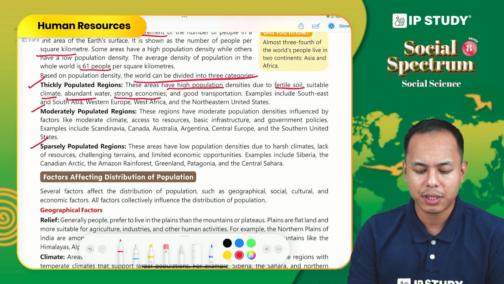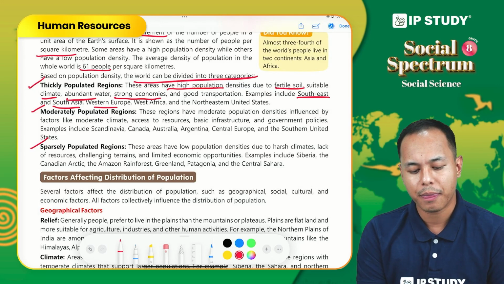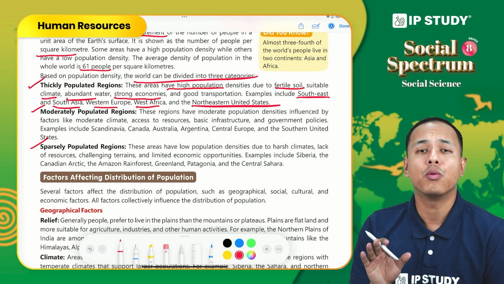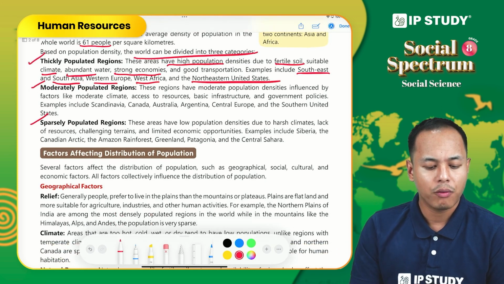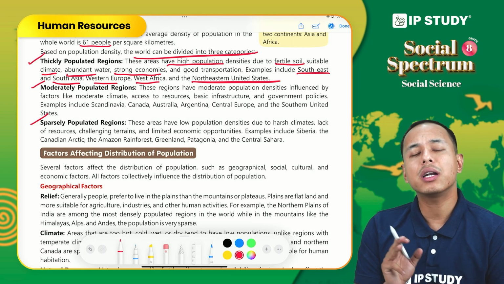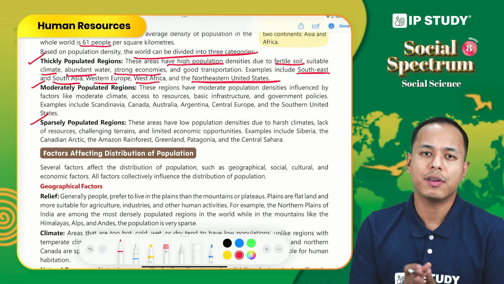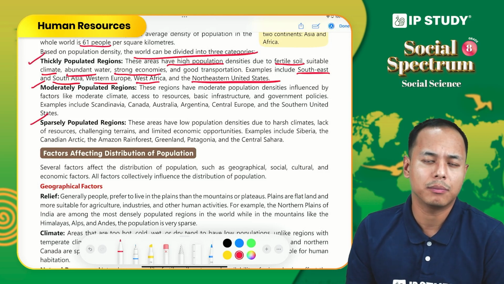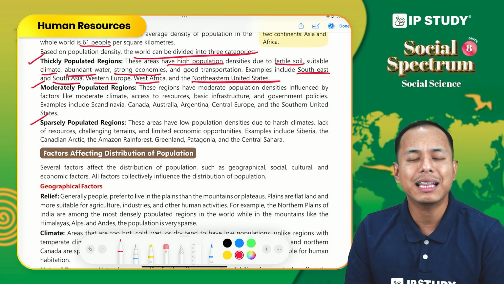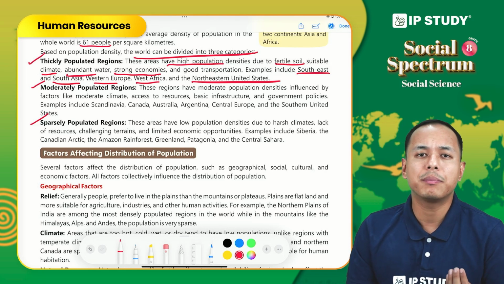So thickly populated regions, for example, the Southeast and South Asian region, Western Europe, West Africa and the Northeastern United States. So these regions of the world are thickly populated. When we see the moderately populated regions, in these areas a moderate number of people live because again various factors influence it. It could be moderate climate, it could be moderate facilities, basic healthcare. So all these facilities influence the number of people living in the region.